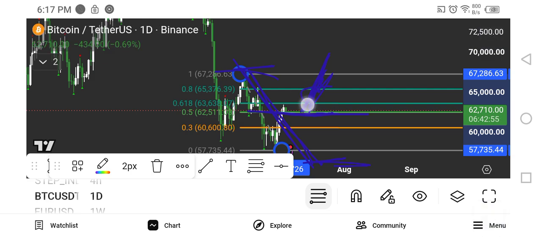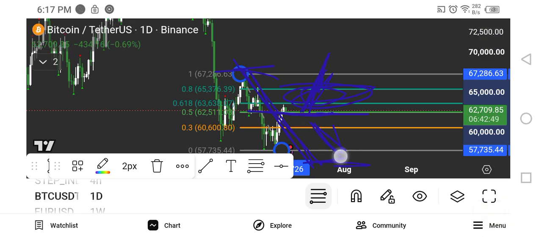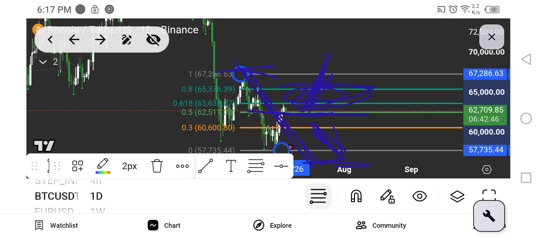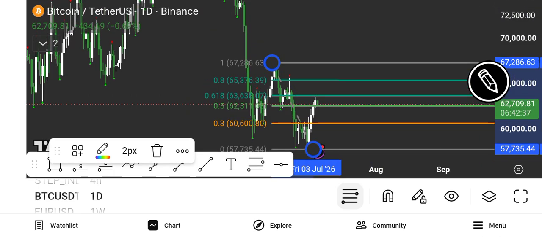So anything above the 50% of this range is the premium, while any price below the 50% range is the discount price. In an uptrend, we want to be buying from a discount position, while in a downtrend, in a bearish trend, we want to be selling from a point of premium. This helps us to get better prices rather than chasing the market, right? So let's continue our analysis.